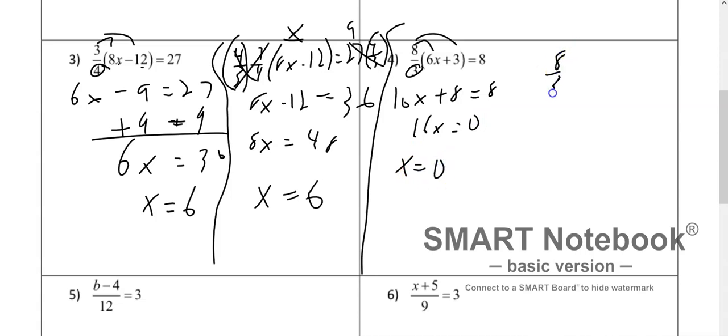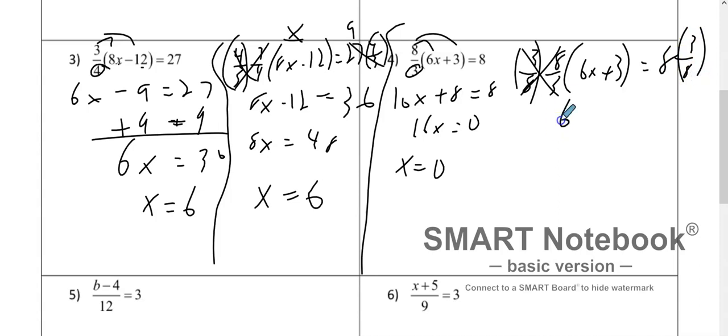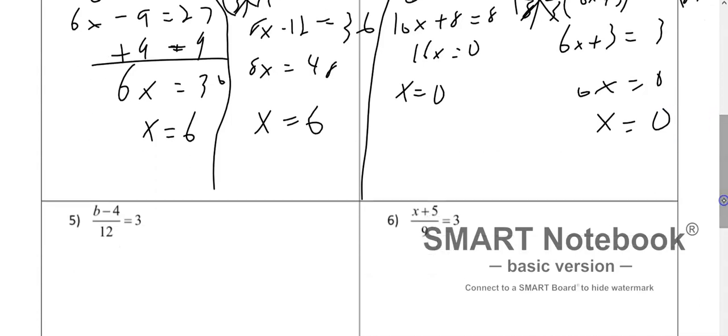Now once more, if I wanted to, instead of doing that, if I wanted to multiply by 3 over 8 over here, and 3 over 8 over here, look what happens. I get 6x plus 3 equals 3. Then I subtract 3 and I get 6x equals 0, x equals 0. So whatever works for you, whatever you're most comfortable with, do it.